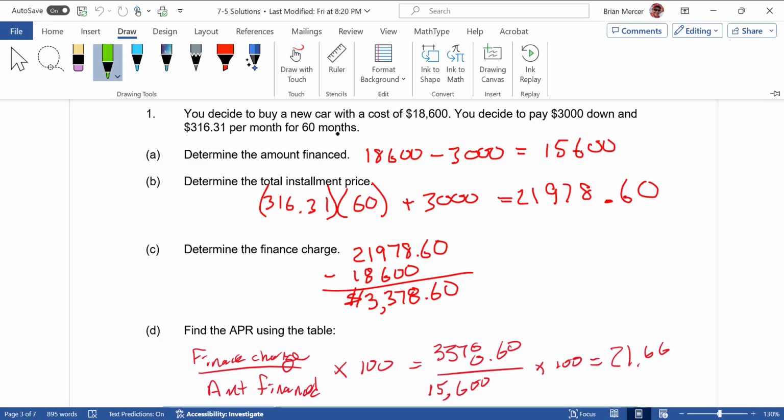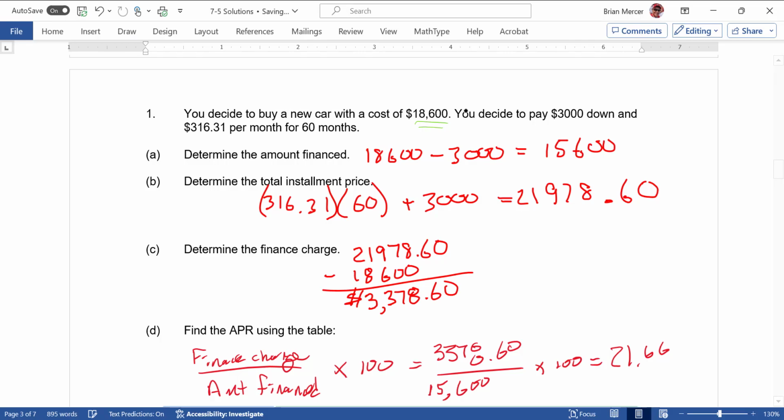This first example just says, all right, so you bought a new car. The cost of the new car is this $18,600. If you pay $3,000 for a down payment, and that's your monthly payment for 60 months, then that's the setup for this problem. The amount financed is, again, so you just subtract the down payment. So you're financing $15,600. The total installment price, well, if it tells you your monthly payment, and by the way, later on we're actually going to walk through how to compute those monthly payments and see more of that.